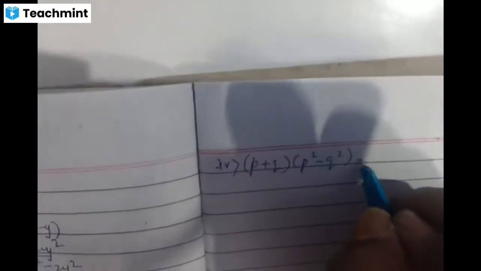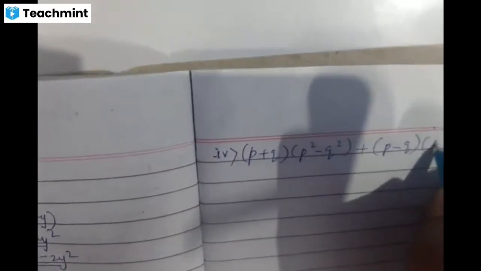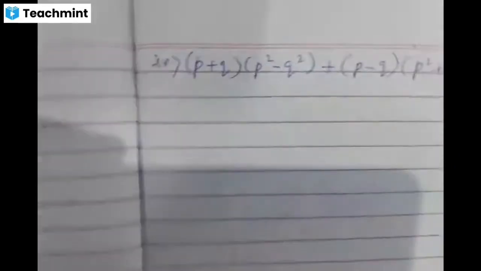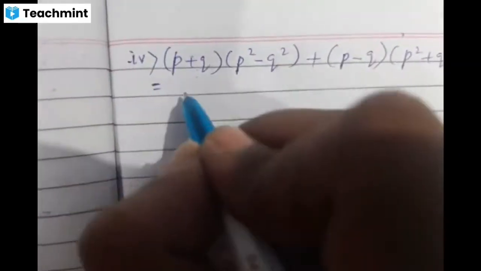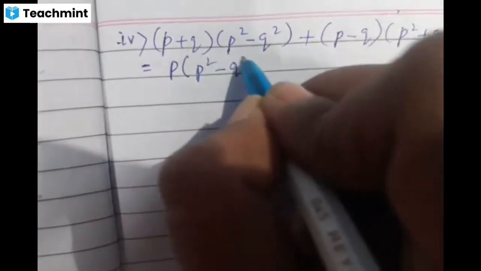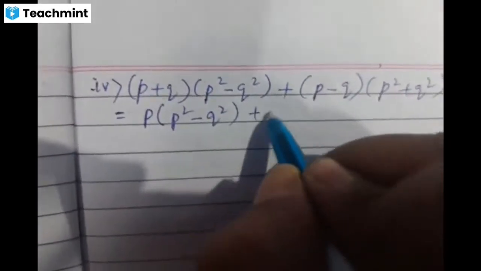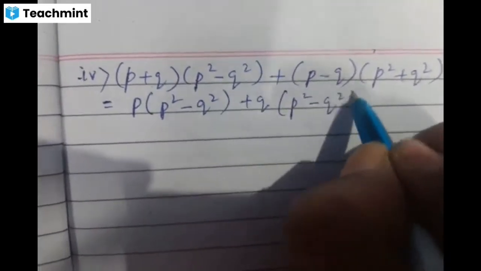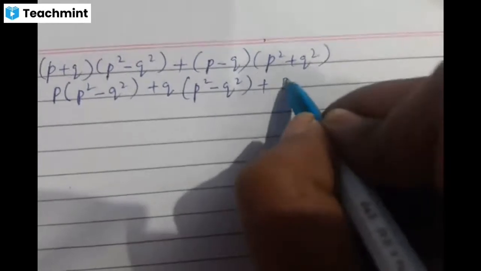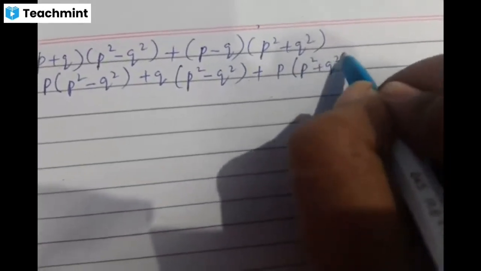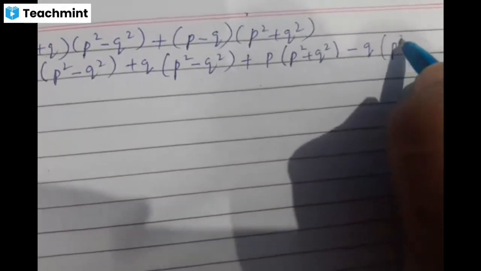Next you have p plus q into p square minus q square, plus p minus q into p square plus q square. Again you have two pairs of binomials, then convert them into a monomial and a binomial. p into p square minus q square, plus q into p square minus q square. Next pair, first term into the second bracket, minus second term into the second bracket.